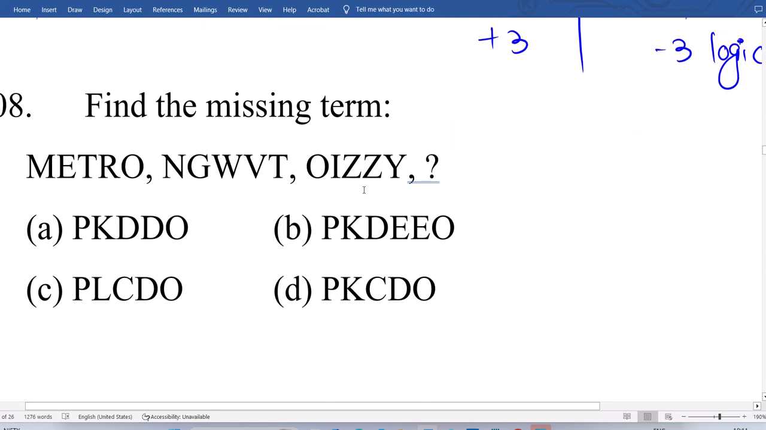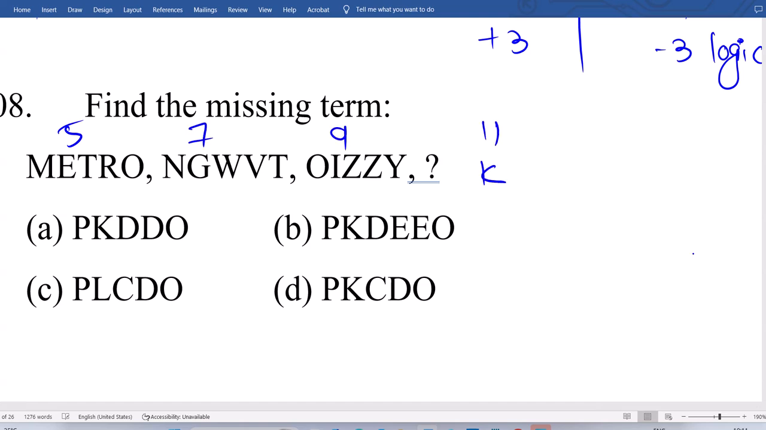Now what about this one? Metro, NGWVT, OIZZY. What is the next one? Series, letter series related question. First letter is fixed already, no need to waste time. MNOPQ. Here also same. First letter fine. Then see about 5, 7, 9. Next should be 11. K required. Second letter must be K.